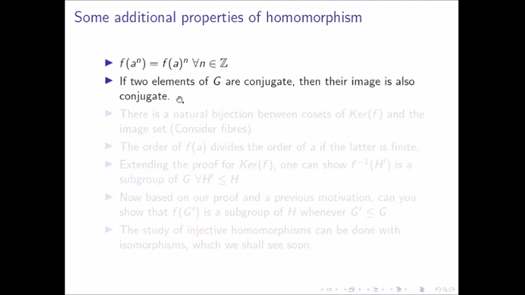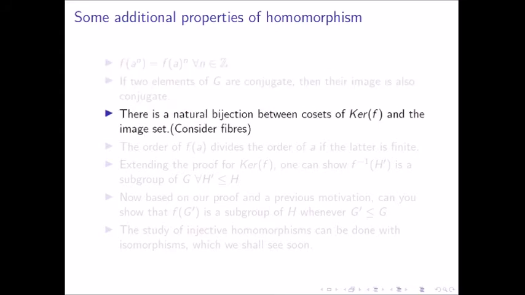If two elements of G are conjugate, then the images are also conjugate. Let's look at it. Suppose b is equal to g a g inverse, then f(b) is equal to f(g) times f(a) times f(g) inverse. But if f(g) is y, this is the same as y f(a) y inverse. We just saw that f of g inverse is the same as the inverse of f(g). So f(b) is equal to y f(a) y inverse. That implies f(b) is a conjugate of f(a). So if two elements are conjugates, the images are also conjugates.